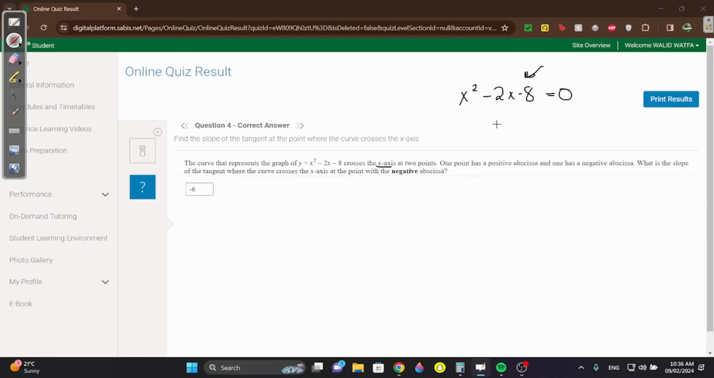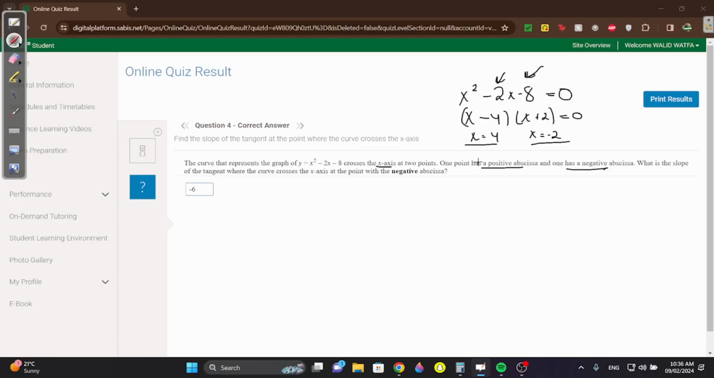Whenever you solve any quadratic function, you'll always get two solutions. That's why they're saying it has a positive and a negative. So if you solve x squared minus 2x minus 8, you factor, you get x minus 4, x plus 2, which gives you two solutions: x equals 4 and x equals minus 2. You can do this on a calculator, by the way, if you don't want to factor. So we got the positive abscissa and we got the negative abscissa.